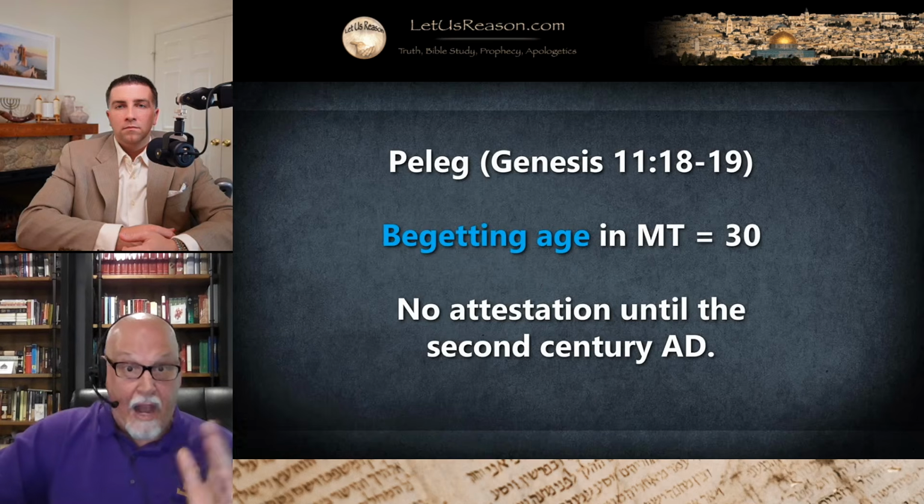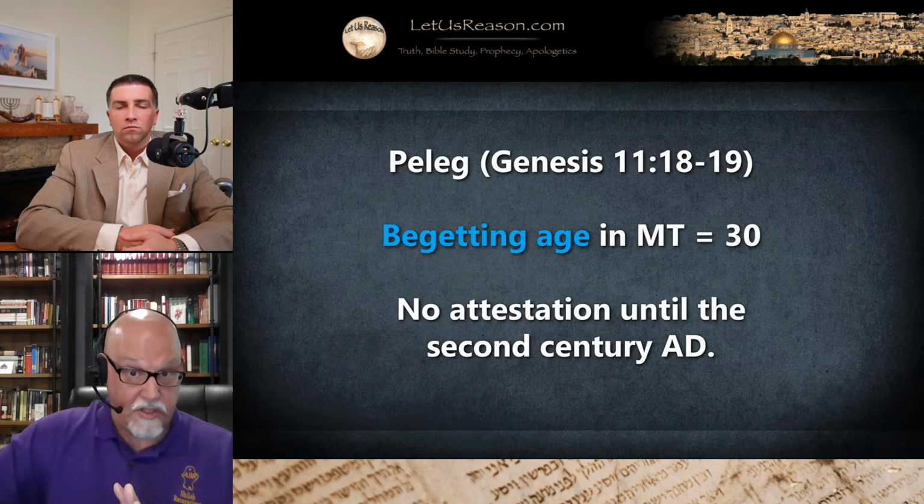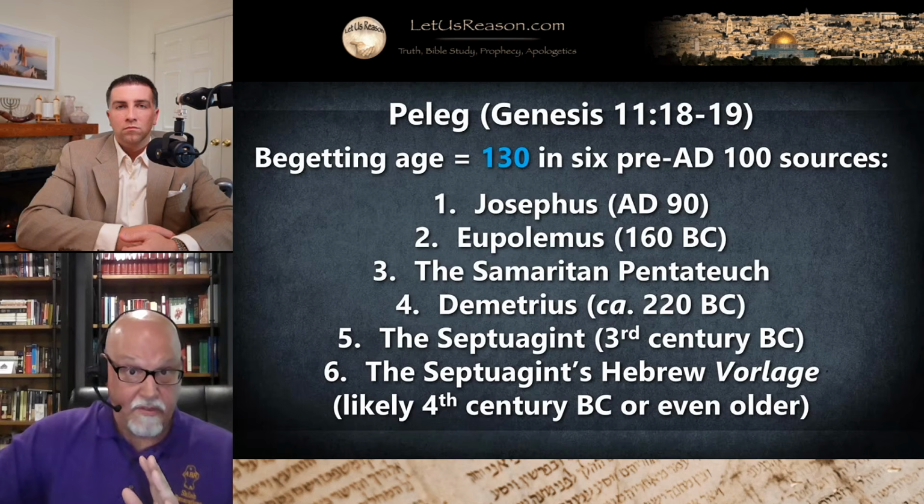Okay. Now we move to the Masoretic text. The begetting age for Peleg is 30. Now we have no attestation to this until the 2nd century AD. That's important. We've alluded to this numerous times. So let me show you the preponderance of the evidence.